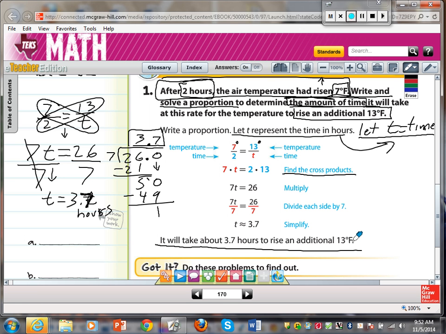And that's about it for that one. That's how you solve a proportion. When you're missing a value, you use the cross product the same way as you do, and it ends up giving you an equation. Then you solve that equation for the variable that you have by doing opposite operations or inverse operations to get the value of that variable you want. So then the only way that these cross products are going to be equal is if t is 3.7. Okay, let's move on.